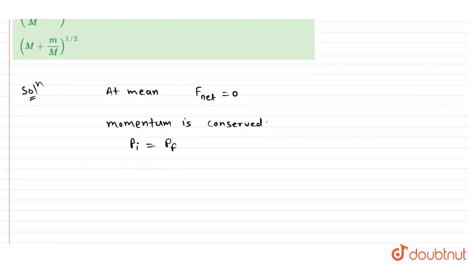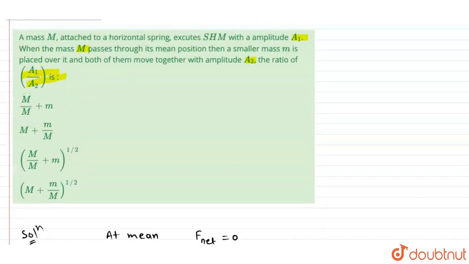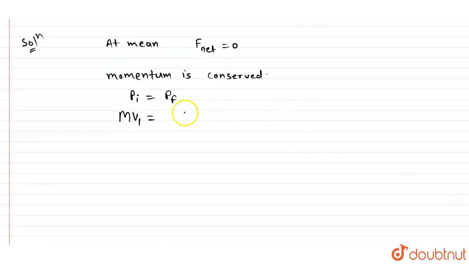This means we can write here, initially the velocity is v1, so we can write M v1. And finally, what happened here? Finally the masses are combined. The smaller mass m is also there. So the total mass is capital M plus small m, and the velocity will be changed, which is let's say v2.